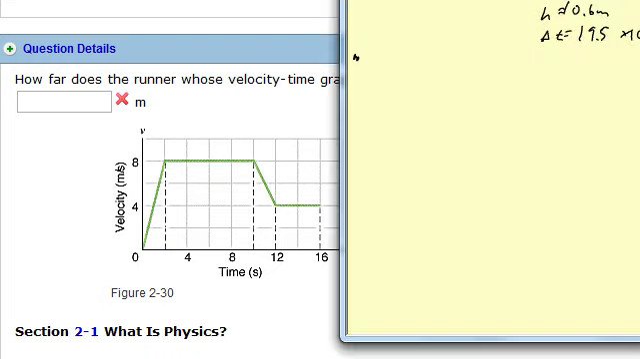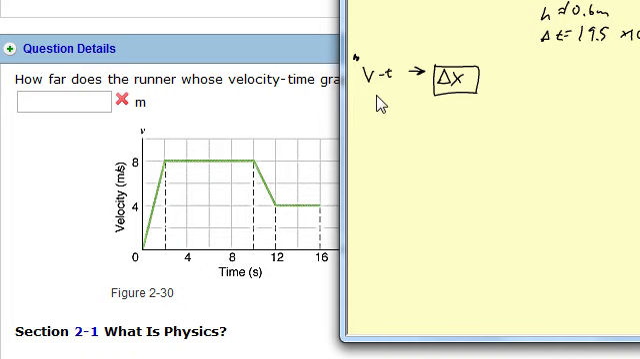We're going from velocity time to position, or what we really want is displacement. We're asked how far does the runner travel. So what we're asking for is displacement, is what we want to find, just delta x. So what's pretty easy here is to do this.